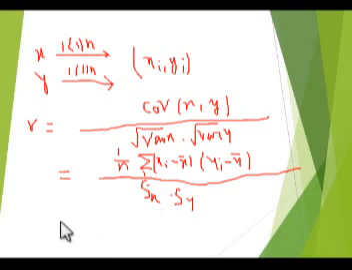Now I can write this in this way. I can break this 1 by n. The standard deviations of x and y do not depend on the summation, so you can push both of them under the summation, and this can be written down in this way.